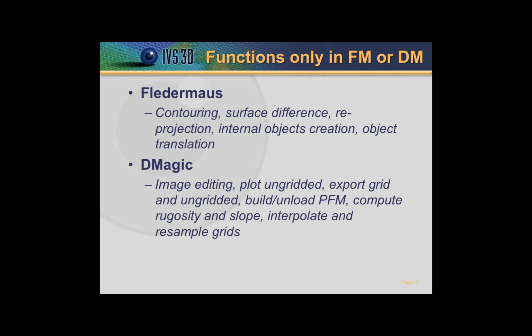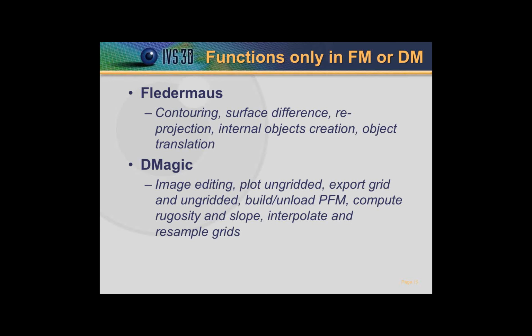Then you would need to go back to DMagic to export that if it was to go out as, say, an XYZ file. And there's object translation. You can actually move objects around in Fledermaus graphically and move them up and down. So say you had a survey that was done and you had a surface of the seabed, and then you found out later on that the datum was wrong and it's a block shift. You can do that directly within Fledermaus now.